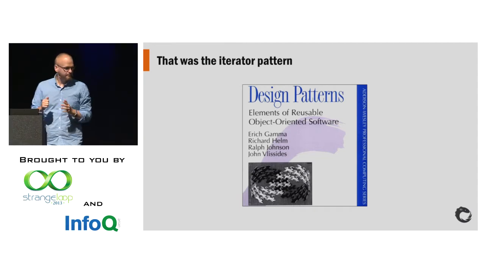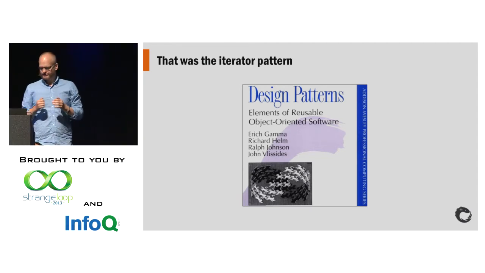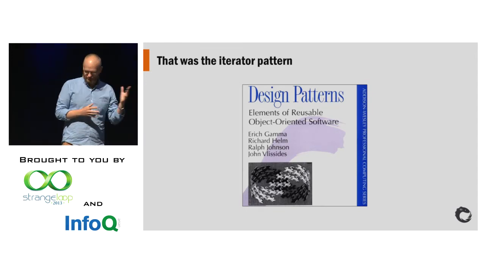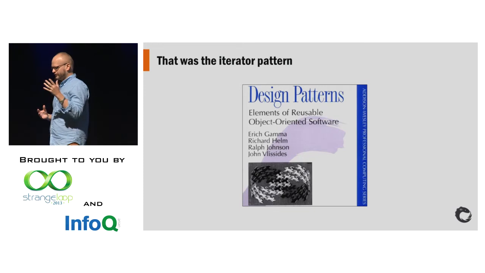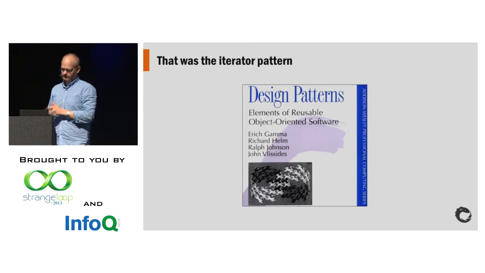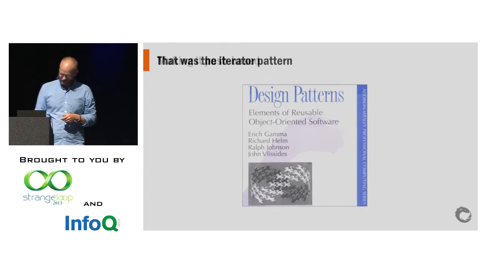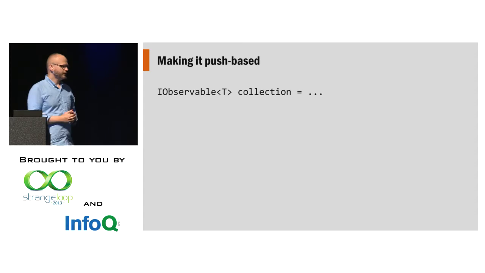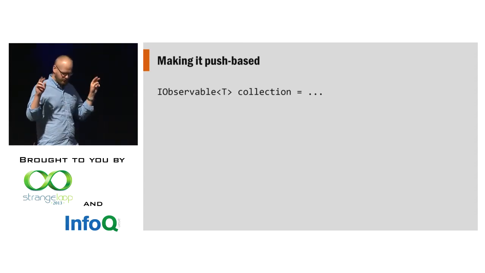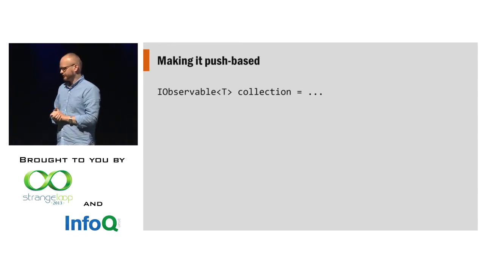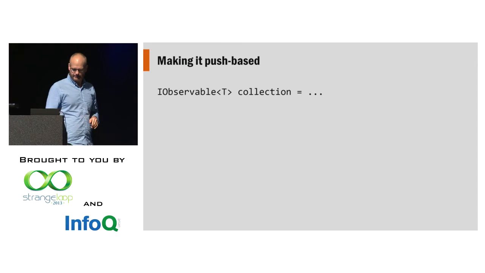We generalized that pattern just a little bit, and what we found was that there is actually a nice deep duality between the subject-observer pattern, which is push-based, to the pull-based iterator pattern. Now, how do we actually make it push-based? Well, instead of having this IEnumerable collection as we had previously in our previous slide, we now have it as an IObservable collection.